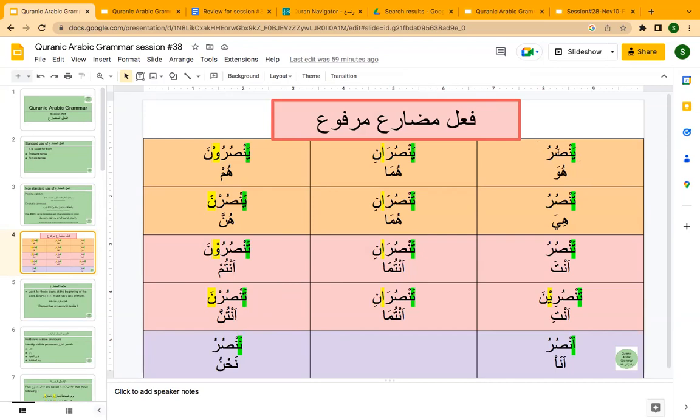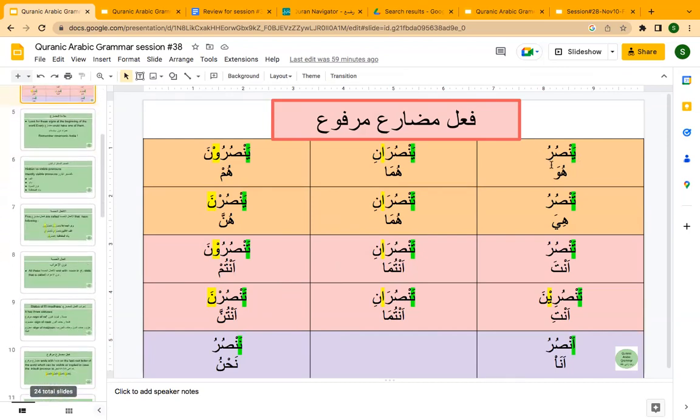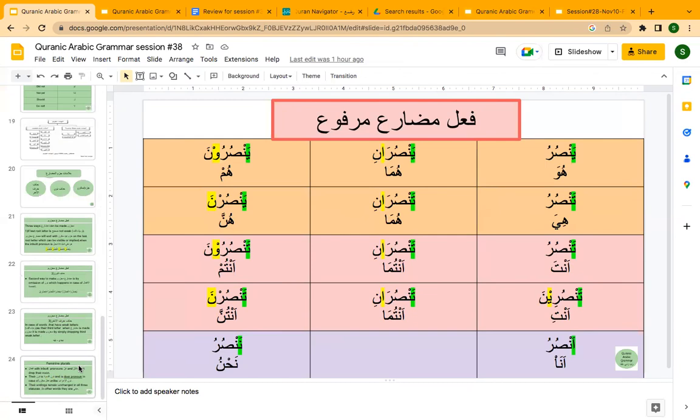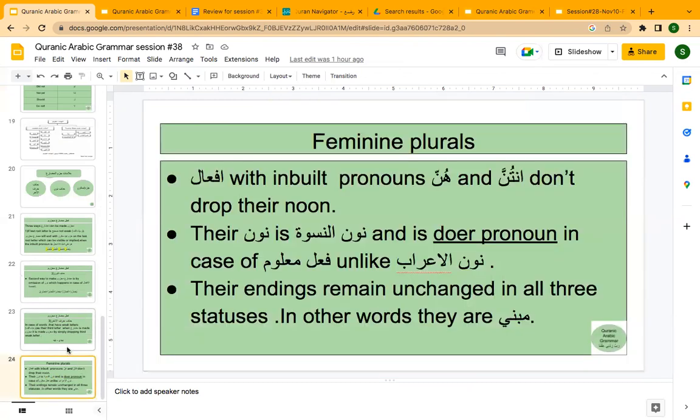So if my word is ending with dhamma, like in case of huwa, hiya, anta, ana, nahnu, and it is majzoom, what will the last root letter get? Sakoon or jazm. Sakoon can also be called jazm. Okay, so what is another way?